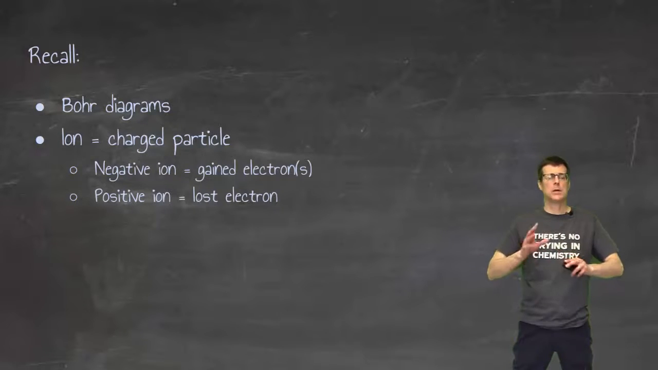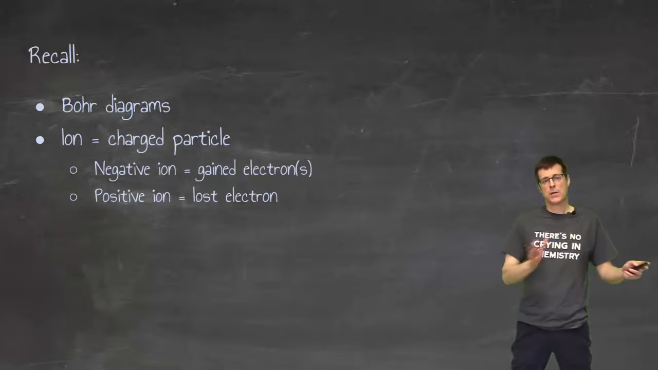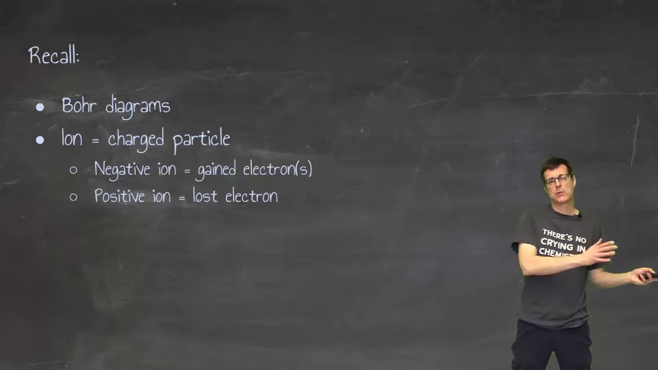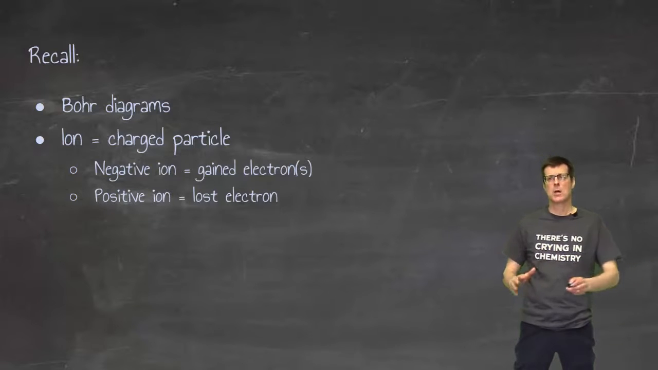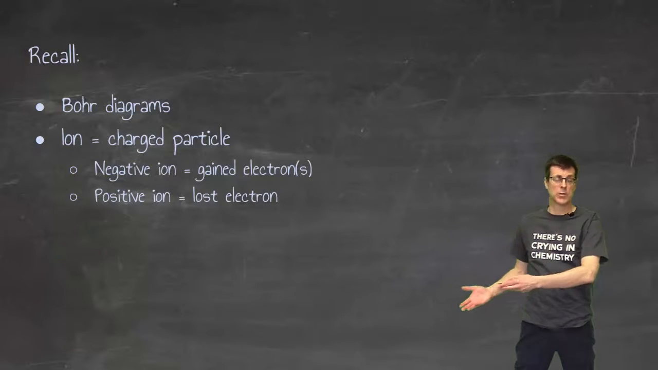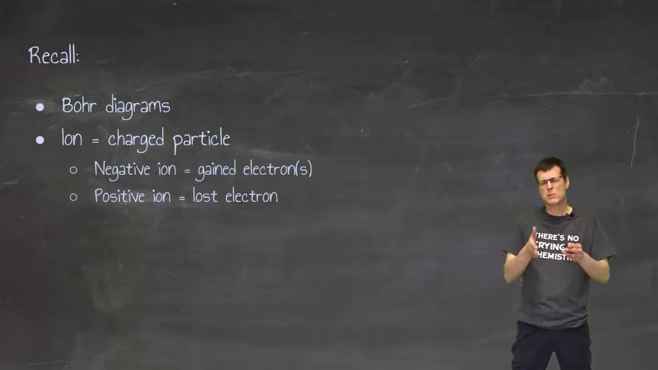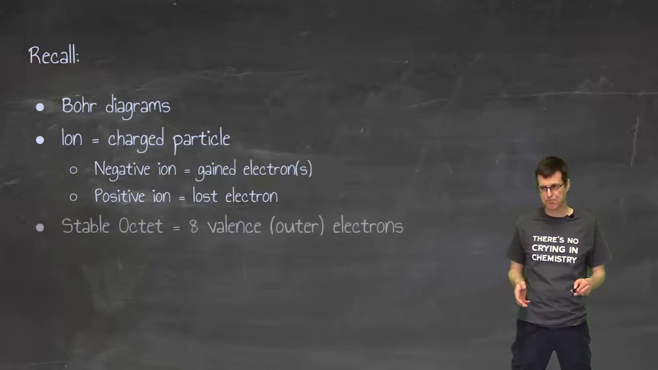Now it's probably logical to say that there's going to be a limit as to how many electrons an atom is easily able to lose, at which point gaining some electrons would make more sense. And we're going to be running into that a little bit.